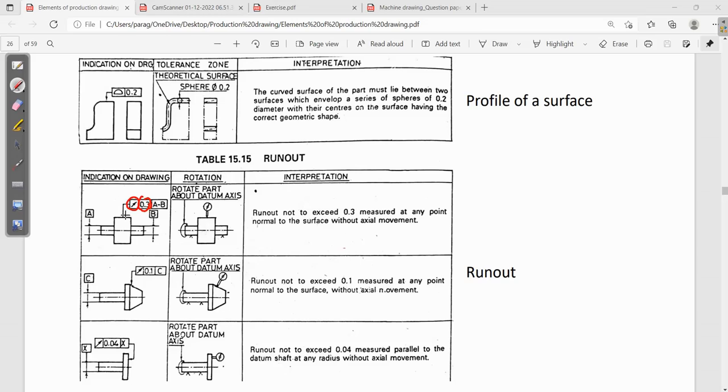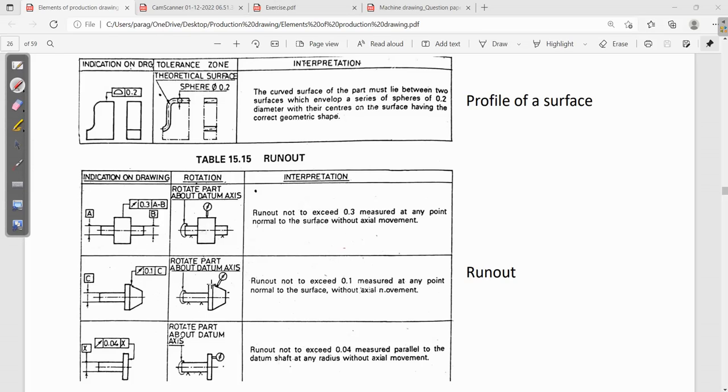Okay, so runout must not exceed 0.3 measured at any point on a surface, measured at any point normal to the surface, without axial movement. Why no axial movement? So these datums are there. Why we are using this datum: these particular surfaces we have fixed. Okay, no axial movement is possible. So this is how you will write for runout.